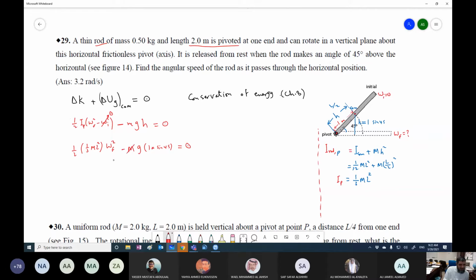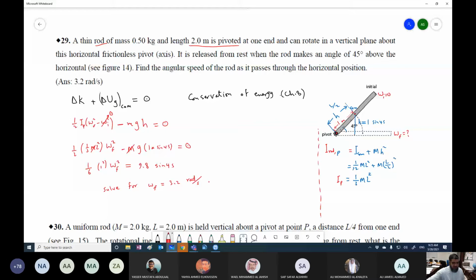لاحظ ان ال m will cancel with the m. Okay, and here this will be 1 over 6 multiplied by 1 squared omega final squared minus، ممكن تقول يساوي، حط هذه في الجهة الأخرى g which is 9.8 multiplied by sine 45. Solve for omega final, and omega final you will find it to be 3.2 radian per second.